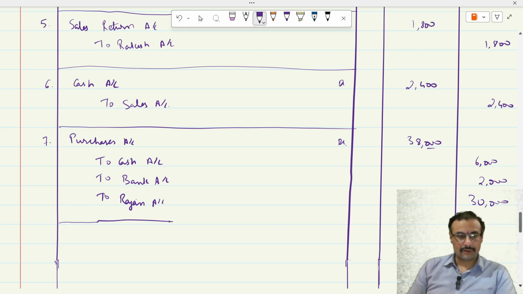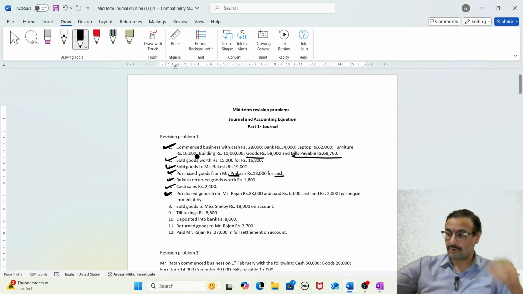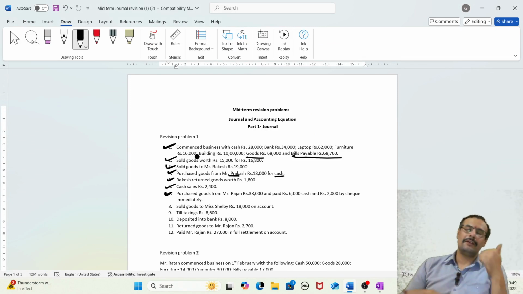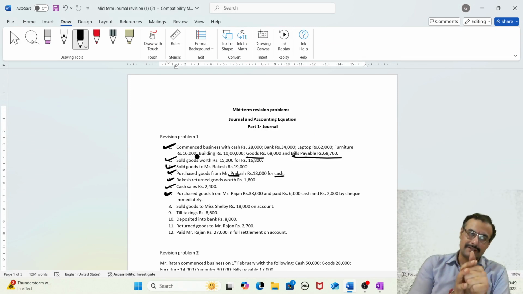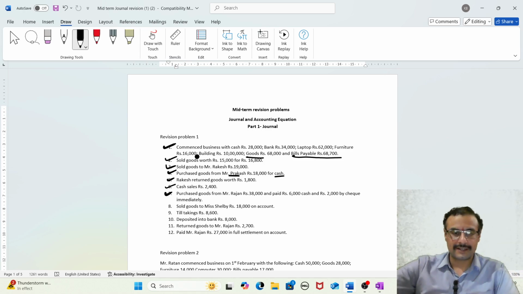Then moving on. Eighth transaction. Sold goods to Miss Shelby on account. They have told on account, they have told name. Even if they tell only name, it is a credit transaction. Even if they tell only on account, it is a credit transaction. If they tell only credit also, it is a credit transaction. Don't get confused. Name also given, on account also given. What to do? It is still a credit transaction only.